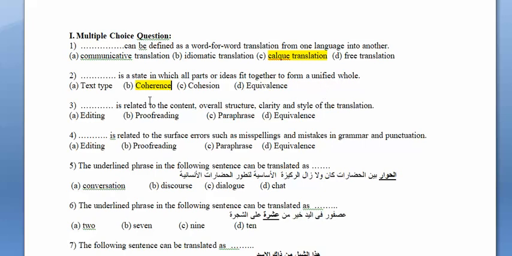Number three, space is related to the content, overall structure, clarity, and style of translation. Editing or proofreading or paraphrase or equivalence. Related to content, overall structure, clarity, and style of translation. This is editing.